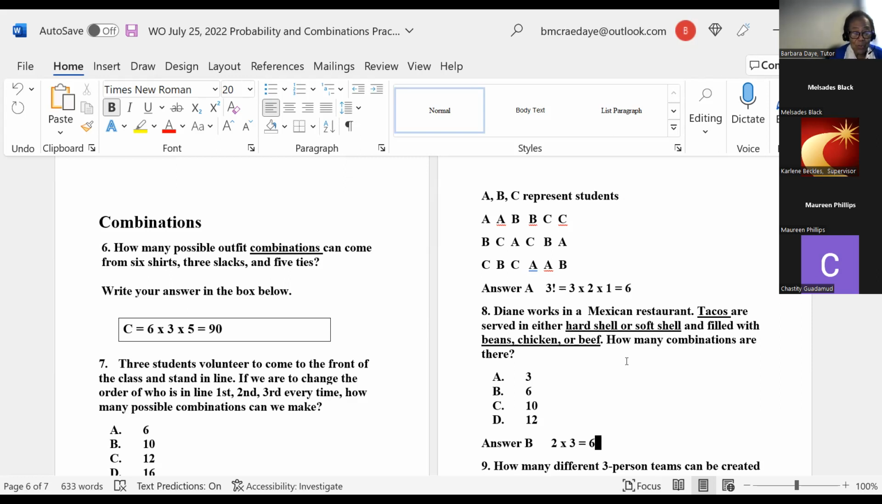So you have to have a hard shell taco or a soft shell taco, and then fill it. And the fillings here are 3 choices: beans, chicken, or beef. So just visualizing this, a hard shell taco has a choice of 3 different fillings. That gives you 3 combinations right there, right? Yes, Miss Barbara. And then the soft shell, 3 different fillings. That's another 3. What's that total, Mercedes?